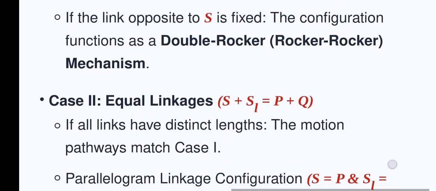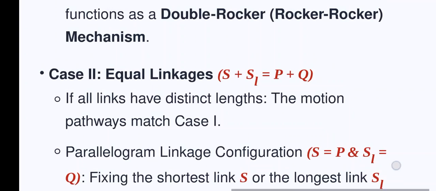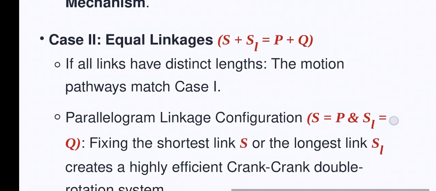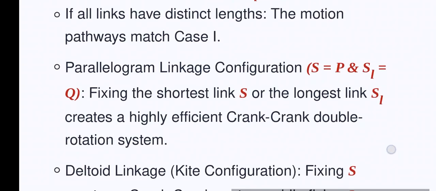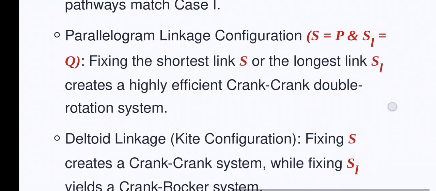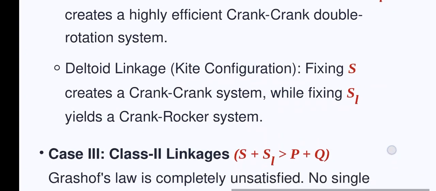Case 2: S + L is equal to P + Q. If all links have distinct lengths, the motion pathway matches case 1. Parallelogram linkage configuration: S = P and L = Q. Fixing the shortest link S or the longest link L creates a highly efficient double crank rotation system. Deltoid or kite configuration: fixing S creates a double crank system while fixing L yields a crank rocker system.